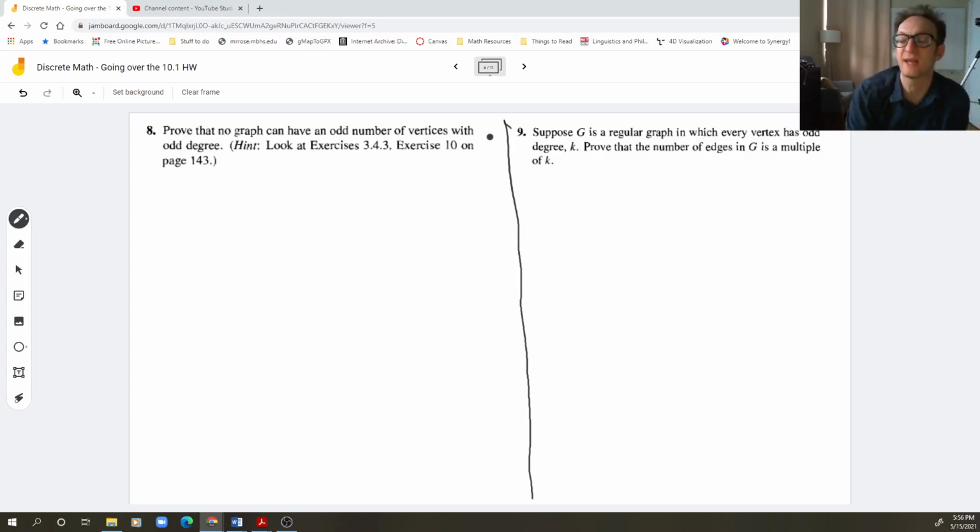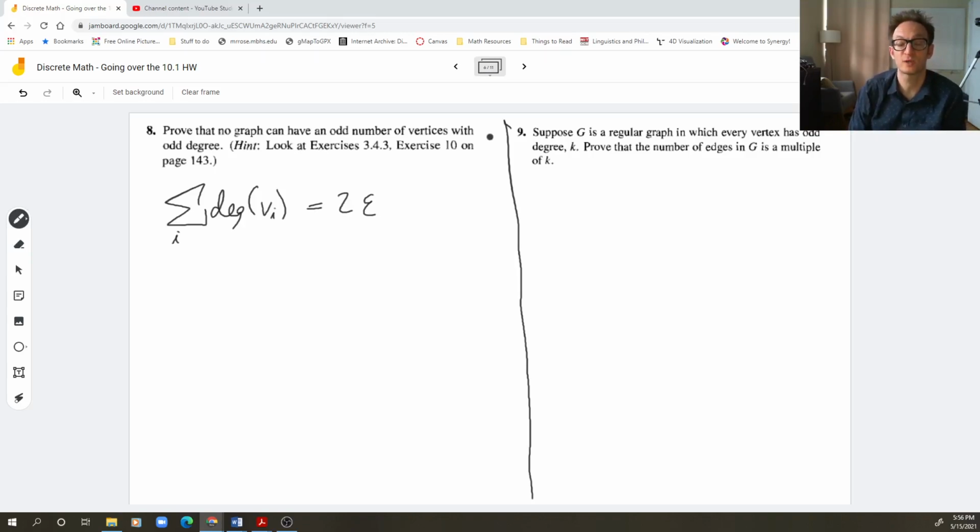Prove that no graph can have an odd number of vertices with odd degree. Okay, this is maybe extremely obvious, but maybe not. I don't know. So this is basically an application of the handshake lemma. What is the handshake lemma? It says that if you have a graph and you take the sum of the degrees of all the vertices in that graph, then, let's just keep it vague, what you get is twice the number of edges.